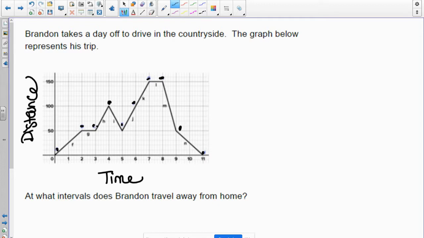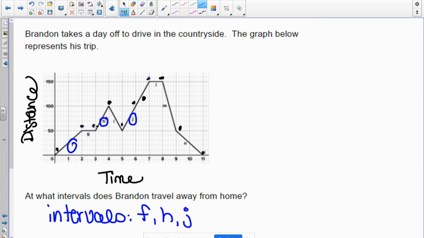So what intervals does Brandon travel away from home? That would have been F, H. There, he's going away from home. Let's cross out the K because I think those are all one. And then L, he's sitting still, and then M and N, he's headed home. So intervals, it looks like F, H, and I'm just going to call it J instead of the K.